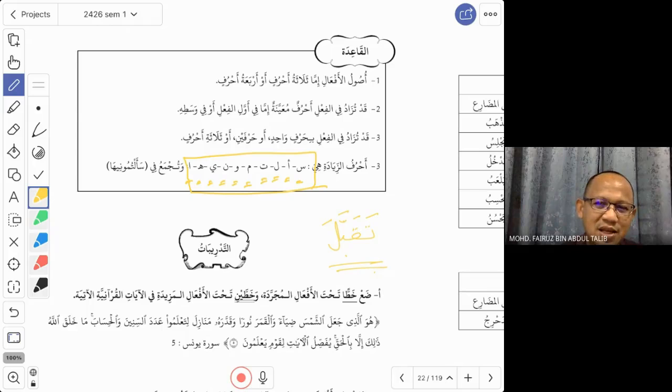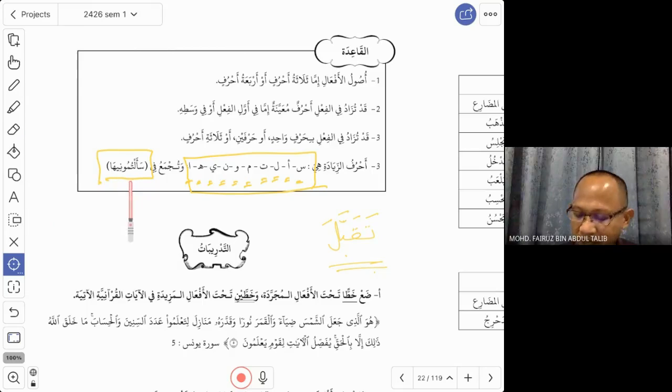So these are the 10 letters that you can add to an existing word, meaning that these are the additional letters. And these letters are combined in this word, sa'altumuniha, where you have the sin, alif, lam, ta, mim, waw, nun, ya, ha, alif. This is just to make it easier for you to memorize. But the problem is that in our example just now, we don't have all of these letters. We have sin, yes. We have alif, yes, but we don't have lam. We see a ta, yes, but we don't have a mim.